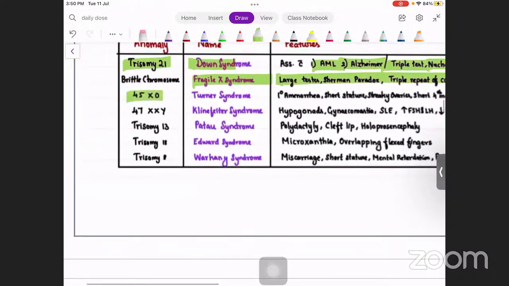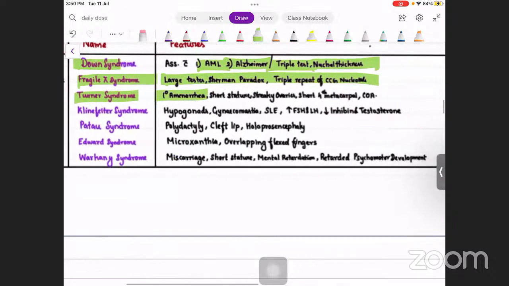And 45,XO is Turner syndrome: primary amenorrhea, short stature, streak ovaries, very, very important, short fourth metacarpal, and coarctation of the aorta. Coarctation of the aorta is seen in Turner's. Very, very important MCQ. You should not miss it; I would rather highlight it in a different color. Primary amenorrhea along with streak ovaries is Turner syndrome. Large testes and Sherman paradox are Fragile X syndrome.